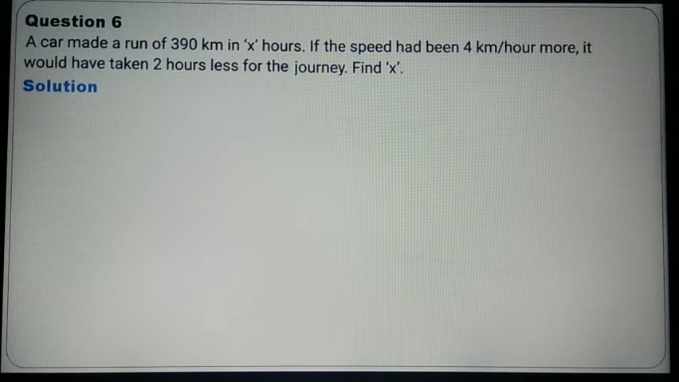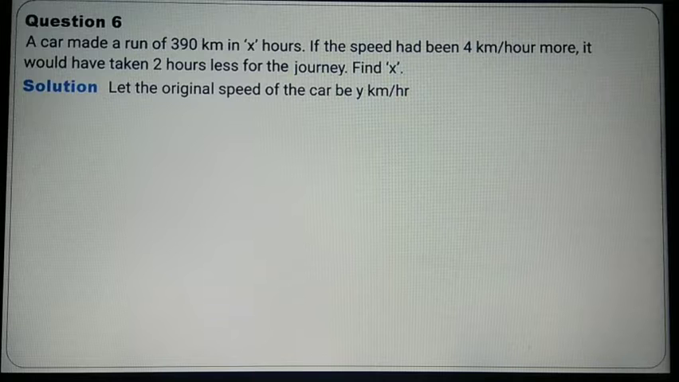If the speed had been 4 kilometer per hour more, so this time the speed is increased, it would have taken 2 hours less for the journey. So you need to find the value of x given here. Let's begin. Since we don't know the speed in the beginning, and in the next case the speed is increased, let me take the initial speed to be y here. Because we have been given x here, we cannot use x again. So let me take the speed of the car to be y kilometer per hour.